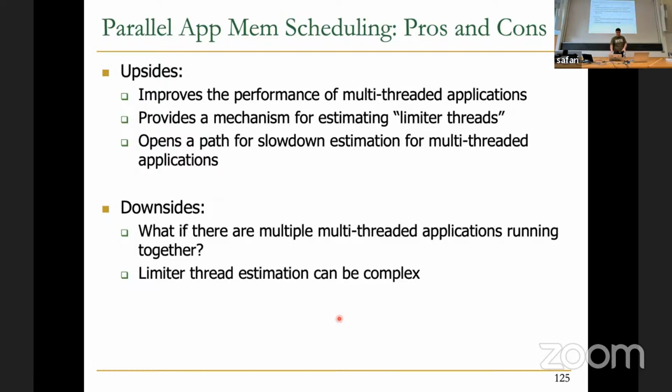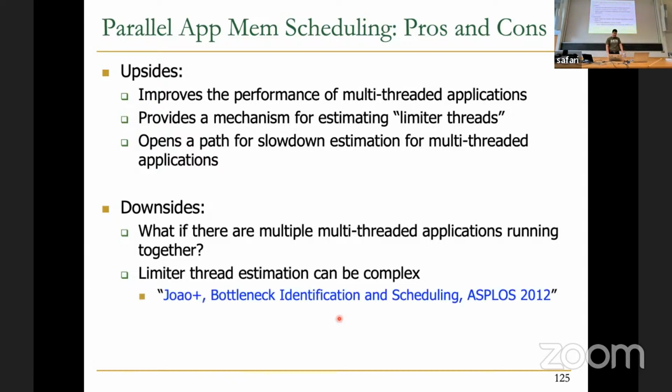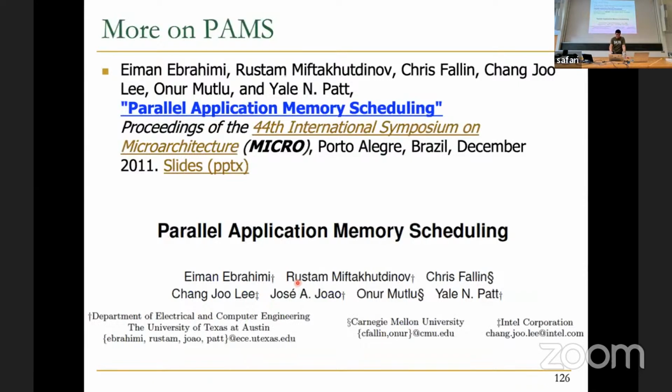So these are things you could think about, I guess, maybe as you review this lecture, if you do that. And then there's this paper that's like a follow-up work to this one that, if I remember correctly, describes an easier way of coming up with a limiter thread estimation methodology. That's PAMS, if you're interested in this paper.